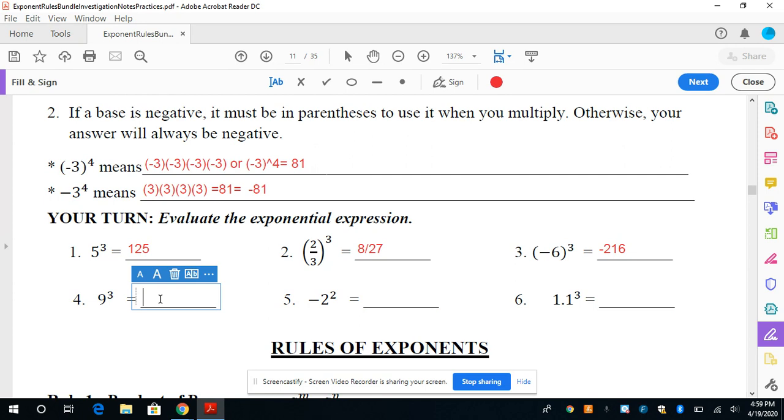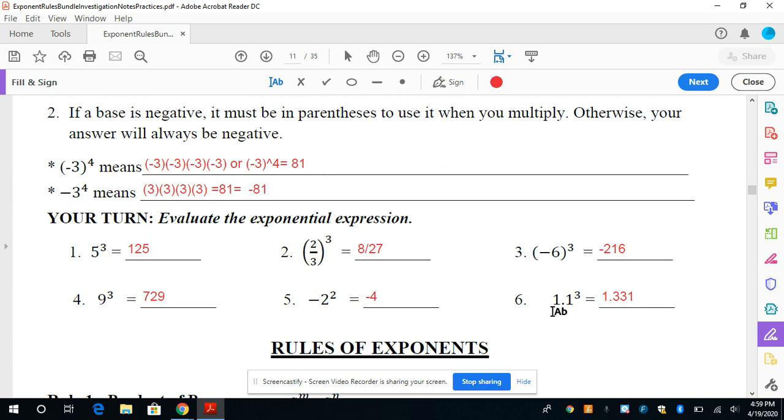9 to the third is 729. Negative 2 squared, again, careful, it does not have the parentheses, so we're going to get a negative 4. If it was in parentheses, you would get a positive 4. And then 1.1 to the third power is 1.331. That's what I get.